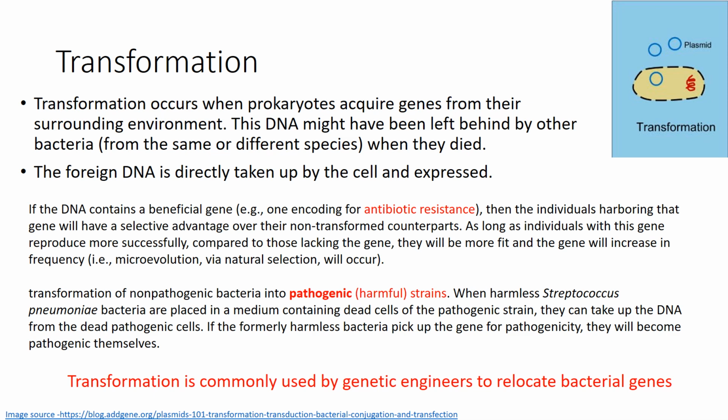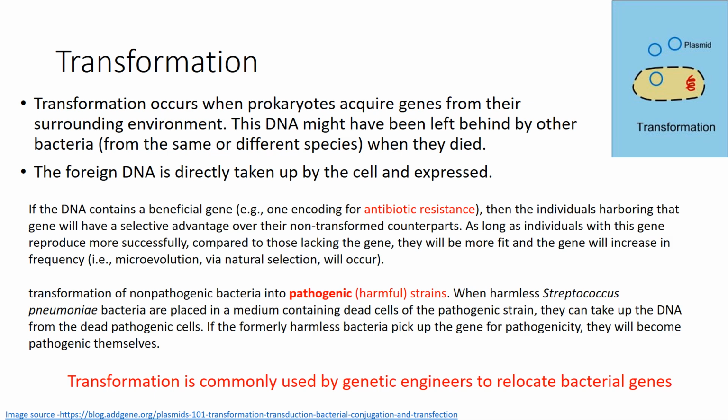Let's discuss these techniques from the point of view of how the bacterial cell uses them. What is the natural origin, the base of these techniques? So the first one, which is called transformation, if you remember, we were introducing naked DNA into the cell. The same thing. Transformation occurs when prokaryotes acquire genes from their surrounding environment. This is a normal process that is happening, right?